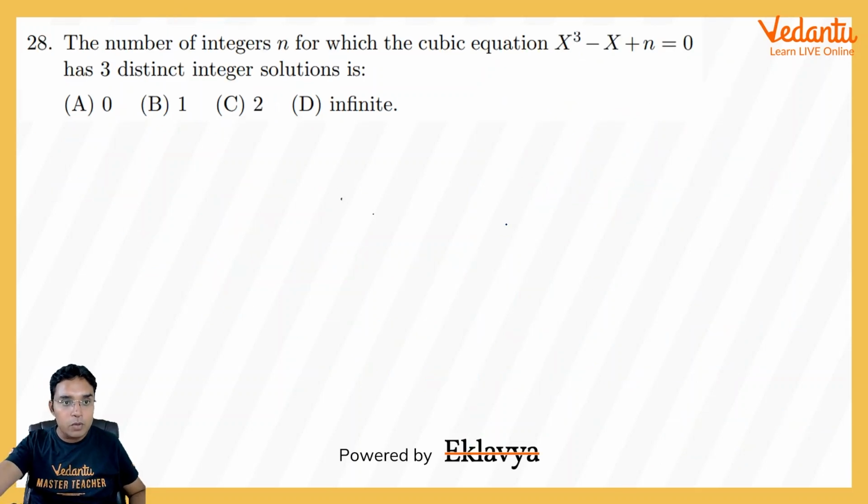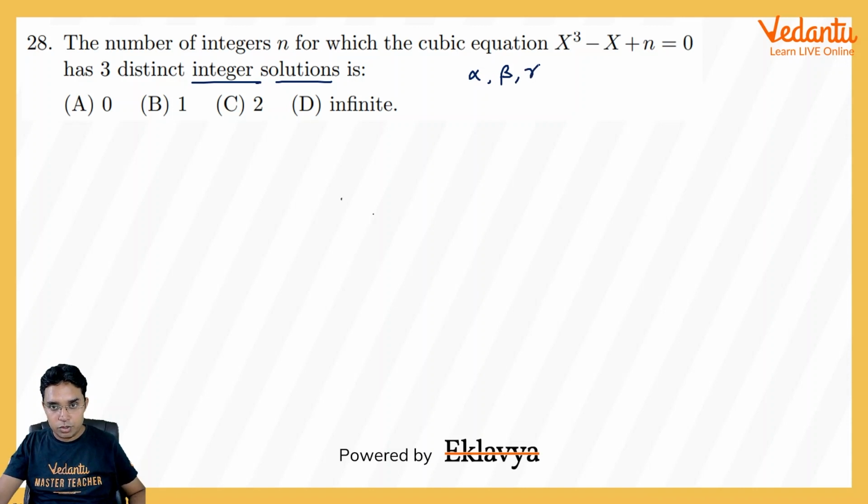Okay. Now coming to question number 28. Number of integers n for which cubic equation has 3 distinct integer solutions. Now, distinct integer solutions they are saying. Let us say alpha, beta, gamma are the solutions. So you can see as there is no square term, so we can write alpha plus beta plus gamma is equal to 0. But sum of product of roots taken 2 at a time, alpha beta, beta gamma, gamma alpha, their sum will be equal to minus 1.